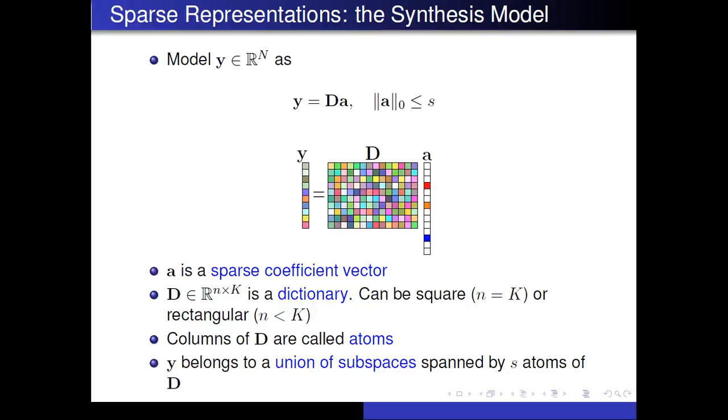And then the vectors y, our molecules, belong to a union of subspaces spanned by a subset of columns of D. That's the kind of mathematical structure we have here. This is known as the synthesis model because we're synthesizing this object, this molecule, from the atoms. And a tells us what the components are, which atoms we take, and how many of each to form this.